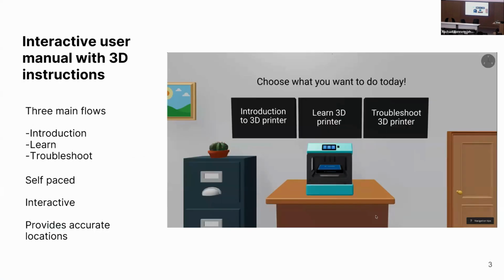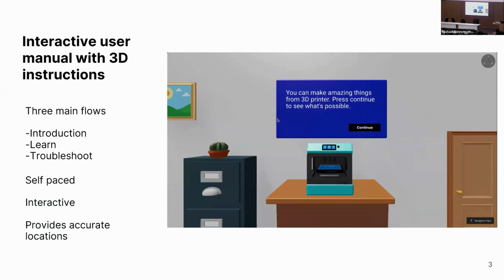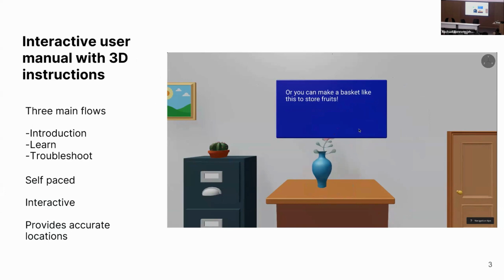Based on this, we explored a new way of learning for older adults, which is through an interactive user manual with 3D instruction. As you can see on the right, the prototype had three main flows: introduction, learn, and troubleshooting. When you click on introduction, it shows you different examples of things that are possible to make with the tool to motivate the users.